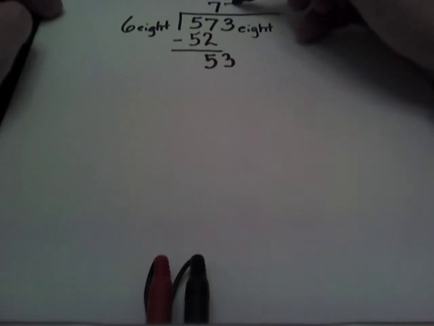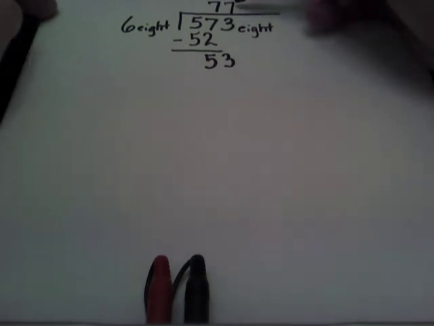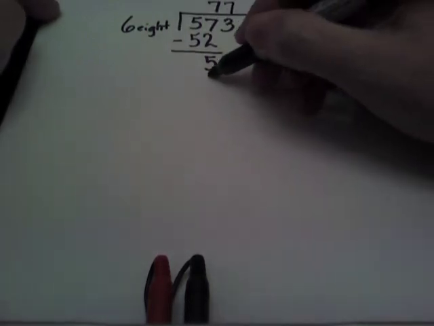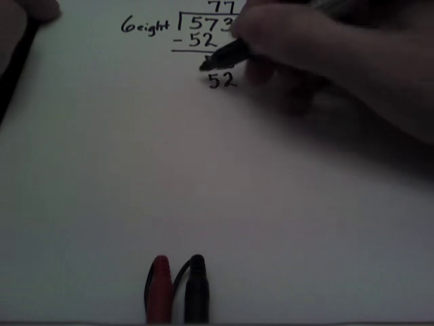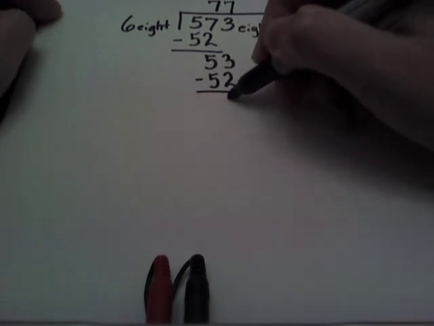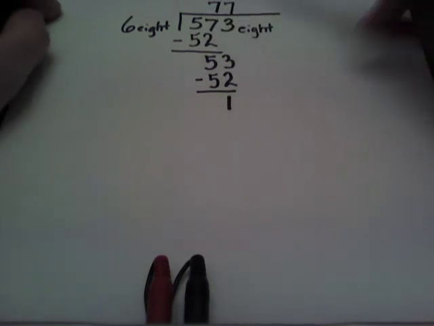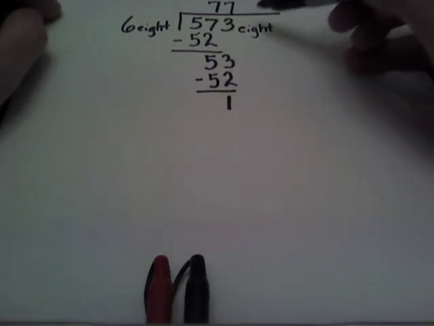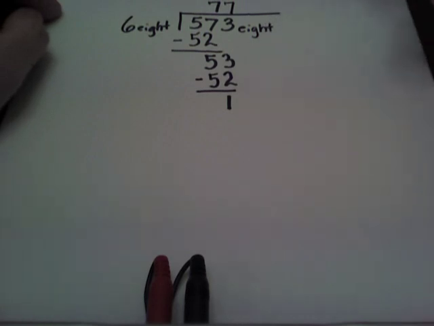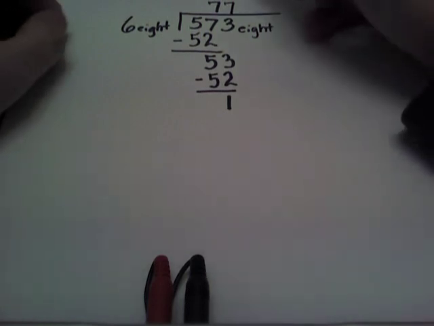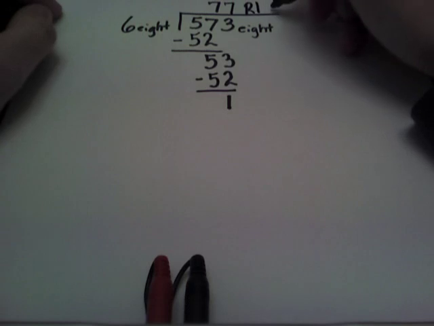So we'll record a 7, multiply the 7 back by the 6, and record the product of 52, and we subtract. We get a remainder of 1. Therefore, the answer to 573 in base 8 divided by 6 in base 8 is 77 remainder 1 in base 8.